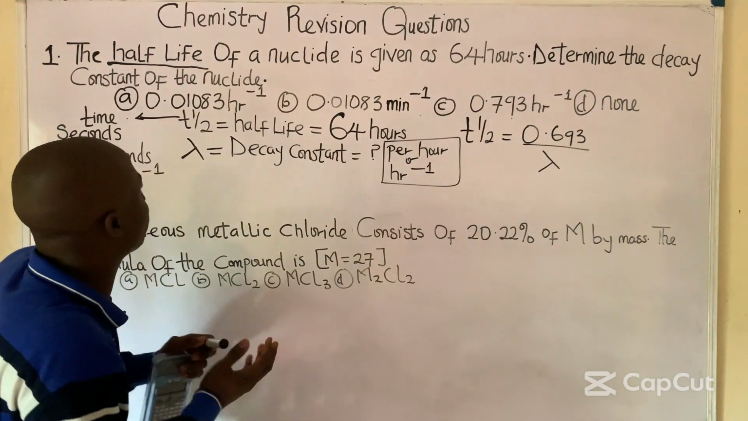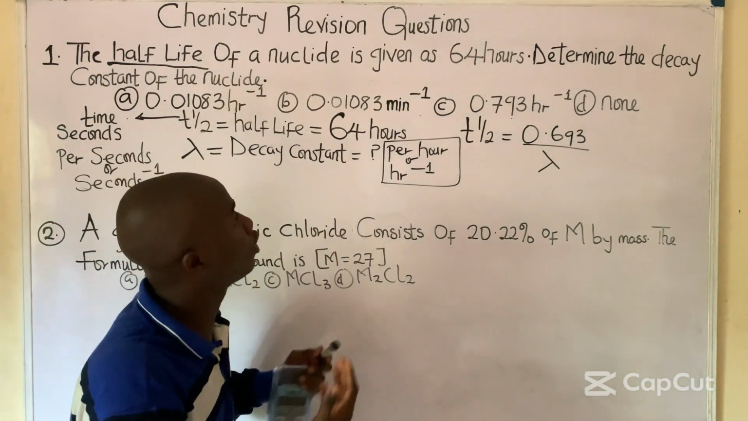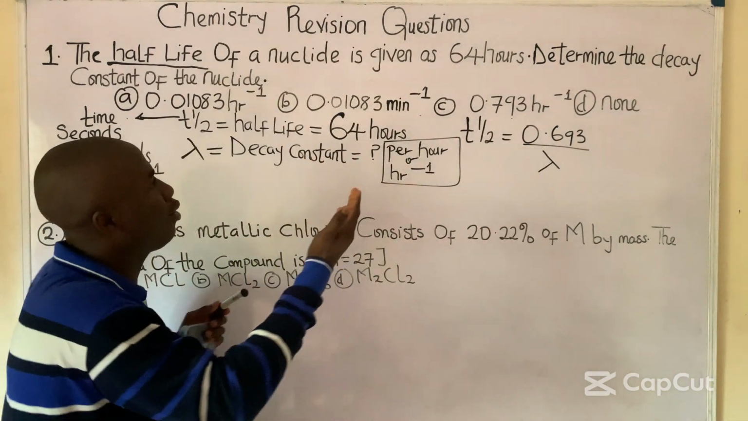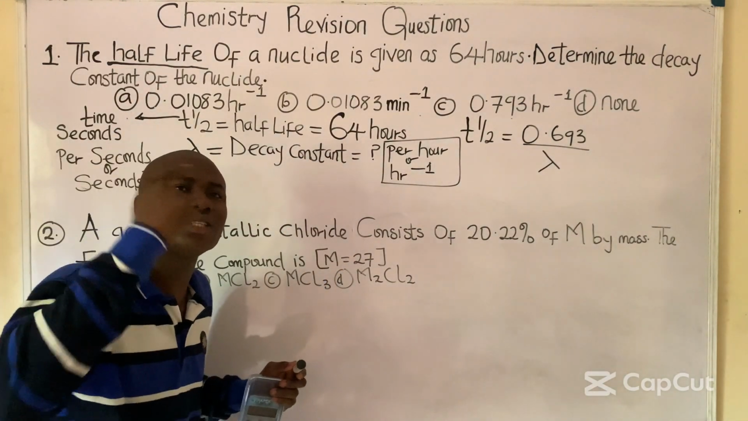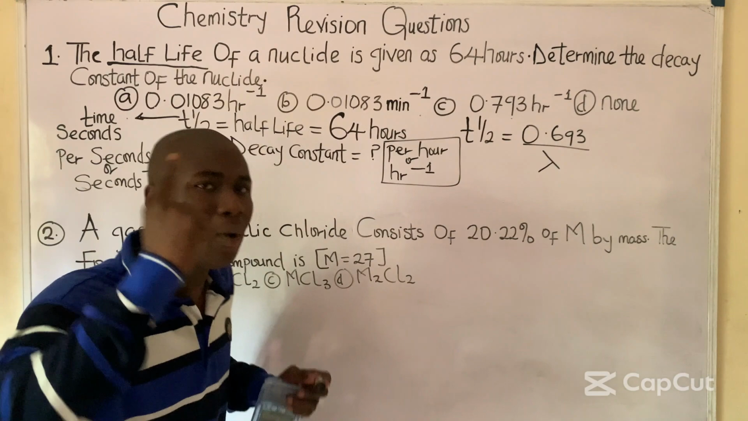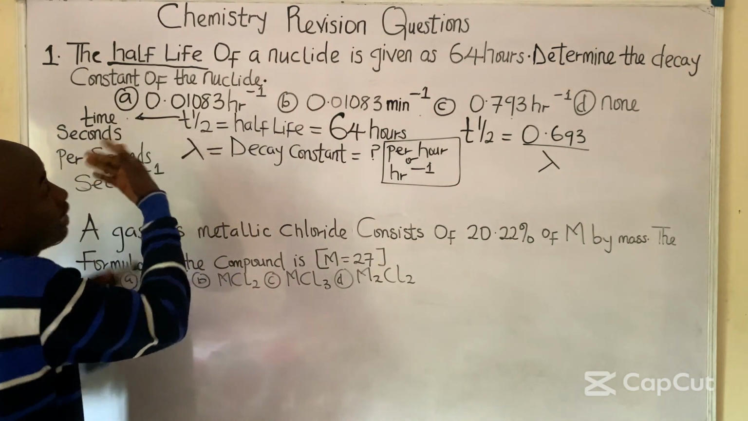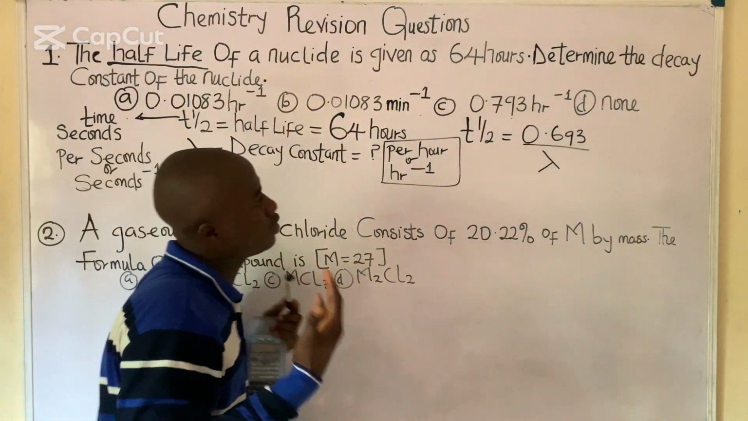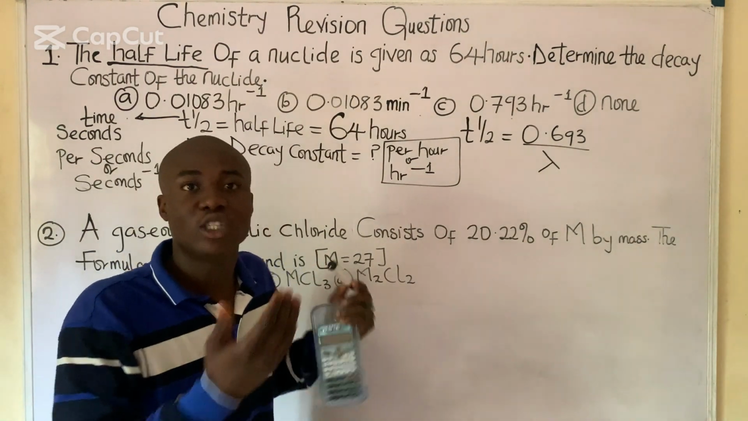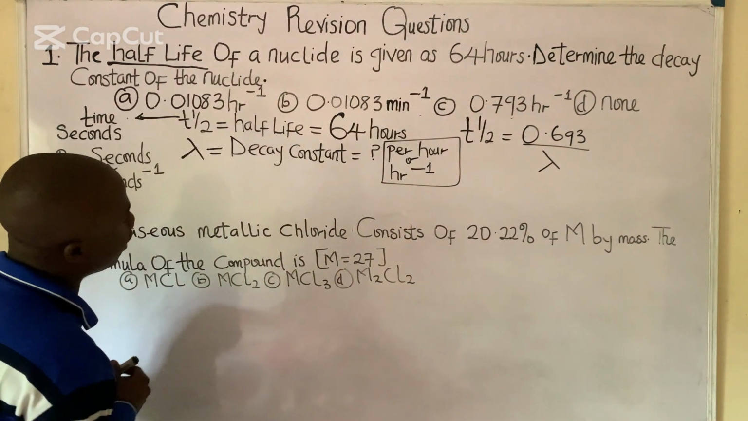But in this context, the question was straightforward. They just gave us the half-life, said we should get decay constant. We already know that the decay constant answer must always be expressed in per hours, okay, which is either option A or option C, as the case may be. So let's solve to know which is the correct answer.